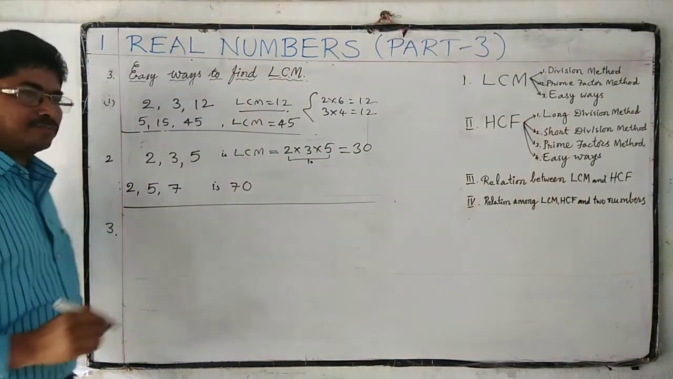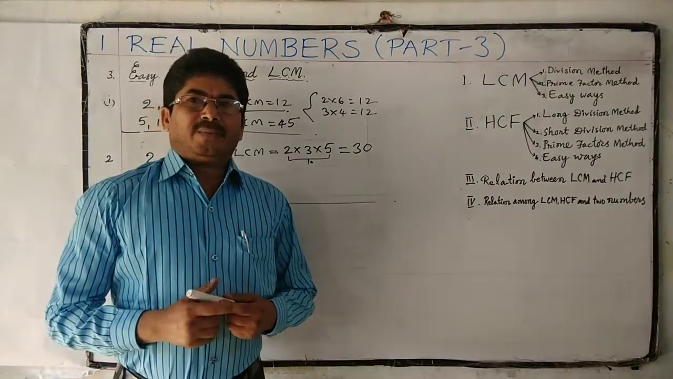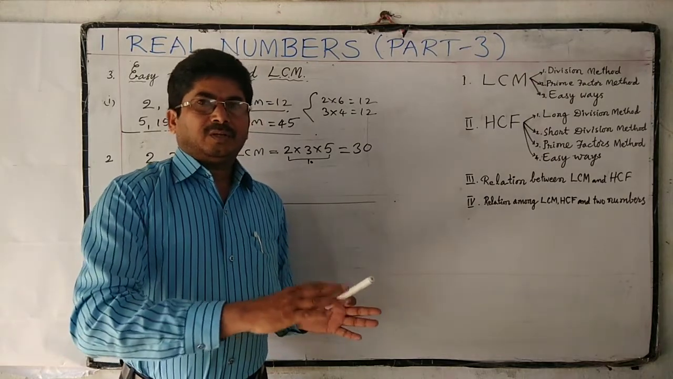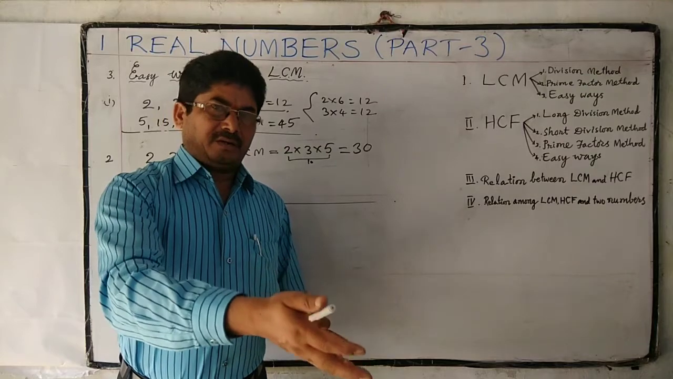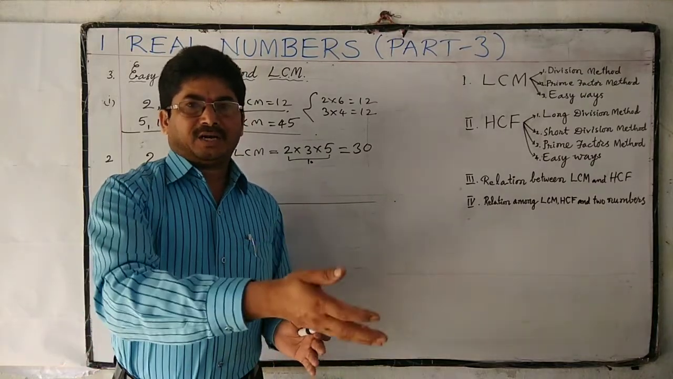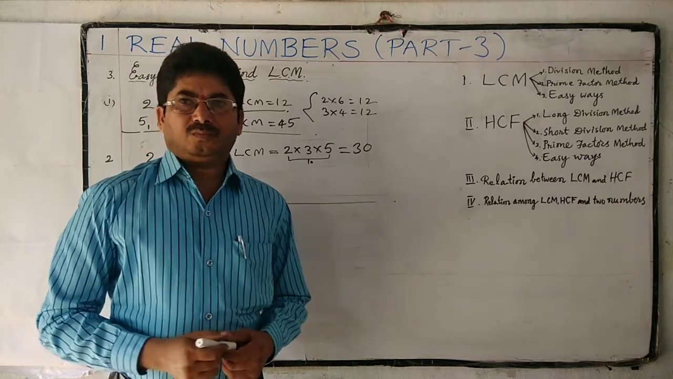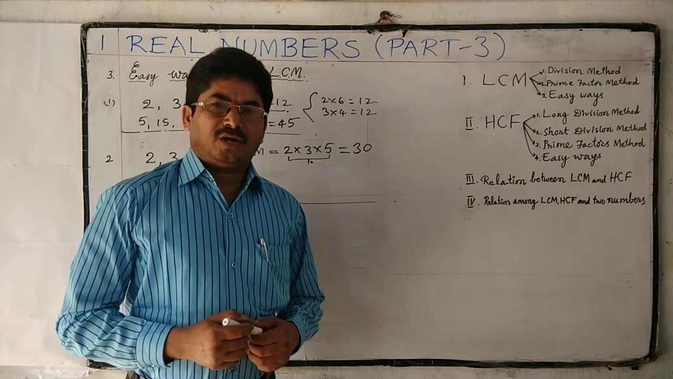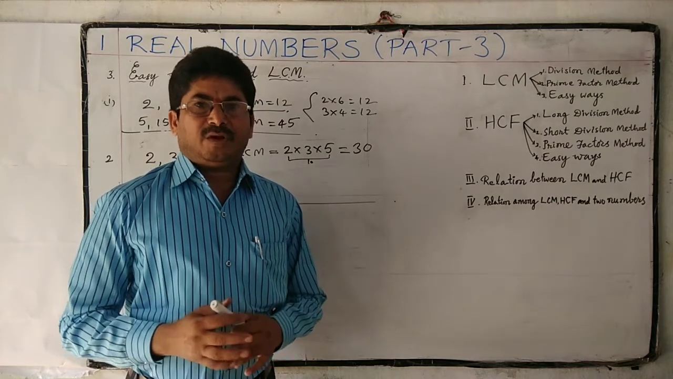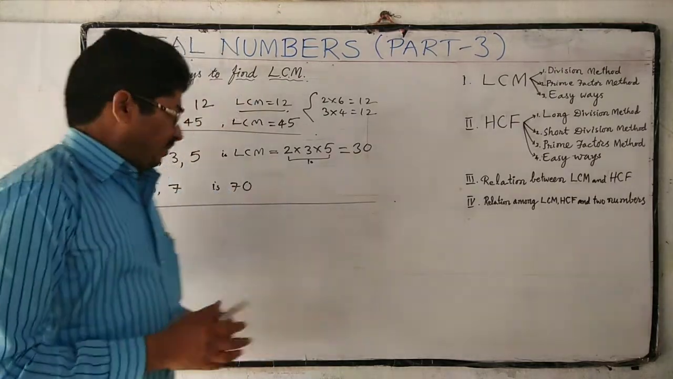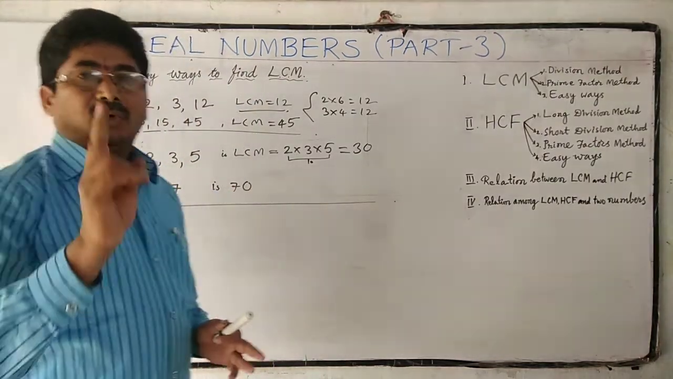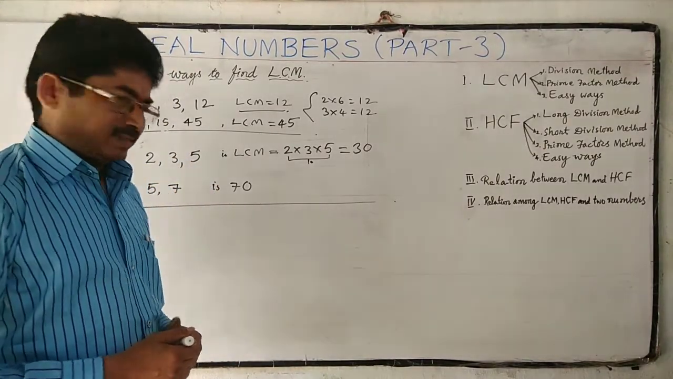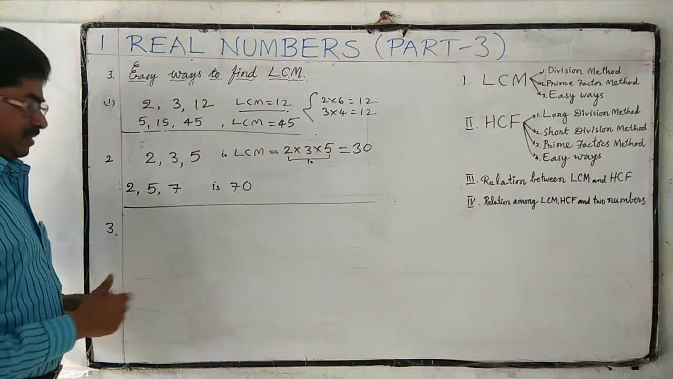Next, LCM of successive numbers. Successive means immediately after or immediately before. Numbers like 2, 3, 5, 7 are not successive, but two numbers side by side are called successive numbers. We take LCM of only two successive numbers, not more. The LCM of any two successive numbers is their product.